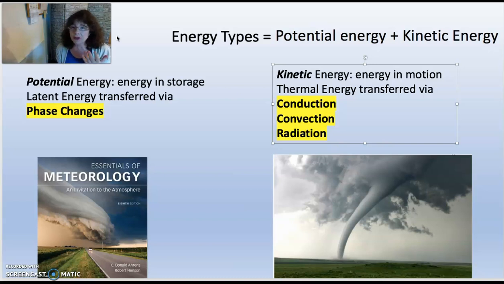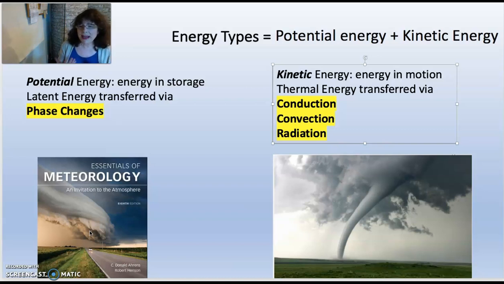There is potential energy, which is energy that will be used in motion, but it is in storage right now, and it is being stored in this very ominous looking cloud. Now 15 minutes from now, this could be a tornado, and very likely will be a tornado. But for right now, the energy is stored in the cloud. And the energy is really catastrophic, the amount of energy. We're going to look into that.